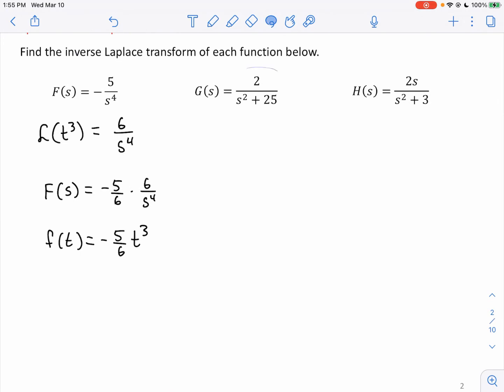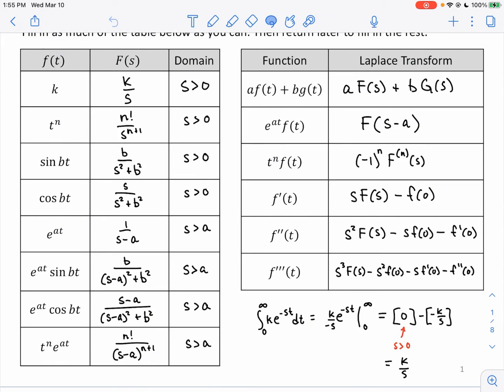The next case, we have 2 over s squared plus 25. So we have a number over s squared plus another number. So looking back at our notes, which of these looks like it would be a number over s squared plus another number? And the one that comes to mind, it's going to be one of these two. But the cosine Laplace transform has an s up top, not just a number. But the sine Laplace transform does have a number over s squared plus a number. And you want to focus on what the correct number is, what's the b? If we have s squared plus 25, then b is 5. So you really need a 5 up here as well.